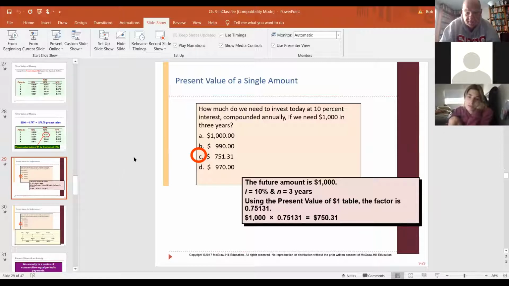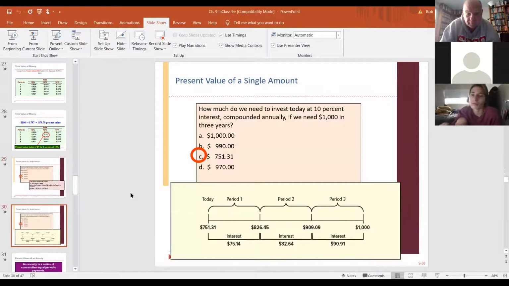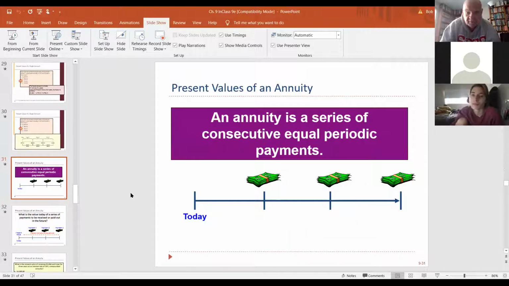So here's one: 10% 3 years. I see 0.751, and every one of these dollar amounts here equals $1. We understand that, right? Every one of these equals $1 today. Here we go. Present value.